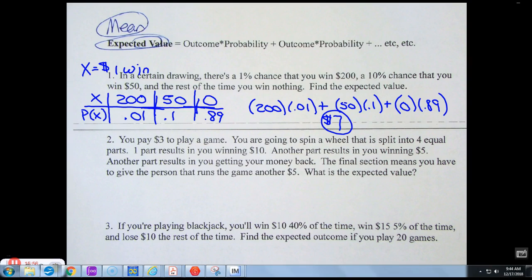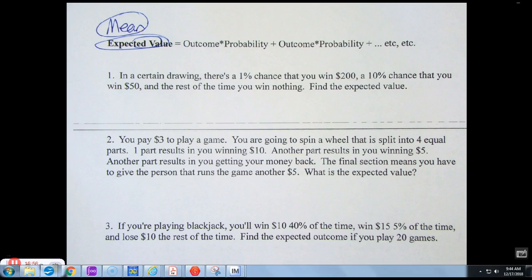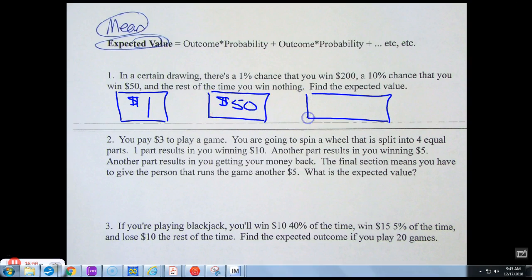Here's another instance. I'm not going to do this problem, but have you guys seen Deal or No Deal? You've got the briefcases, and yeah, it's Howie Mandel. So let's say they get down to 3 briefcases. One of them is $1. One of them is $50. One of them is $1 million. First, I want you to find the expected value.